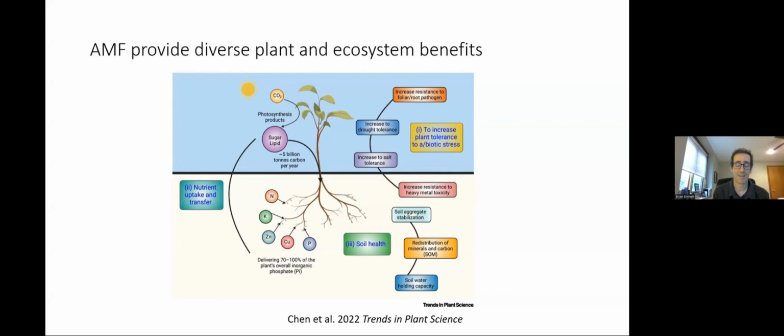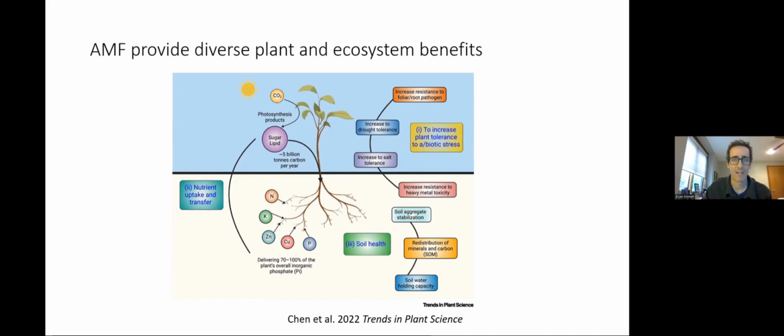There's also micronutrient exchange involved, as well as nitrogen. And even though nitrogen is a relatively mobile nutrient in soil, there are still situations where it becomes important. And the nutrient exchange is important: up to 70 to 100% of phosphorus uptake by a plant can come through this mycorrhizal pathway, even in really fertile soils where phosphorus is readily available. But it's not limited to nutrient exchange.